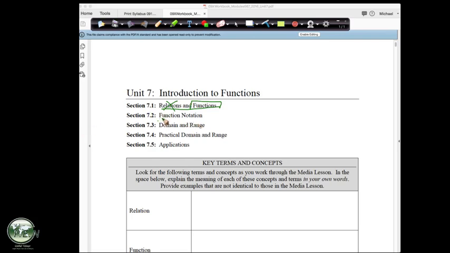So we'll talk about function notation. I think we've maybe used a little bit of it, but it's just a way of writing things we've already been doing, x's and y's and such. We'll talk about domain and range. Again, we've actually already been using the concepts. We just give some formal definitions. Simply, the domain is the x values, and the range is the y values. Okay, so we'll get into that. Practical domain and range just means we've got a story problem and how does it fit. So we'll take a little look at that. And then 7.5 is applications of everything. Not too much math directly in here.